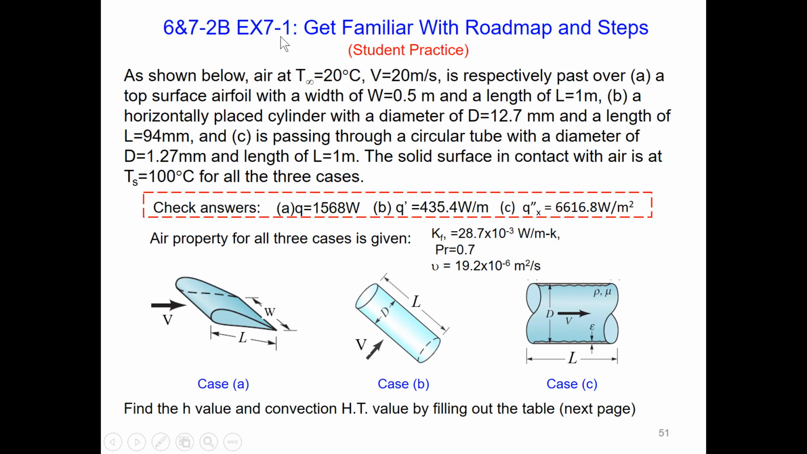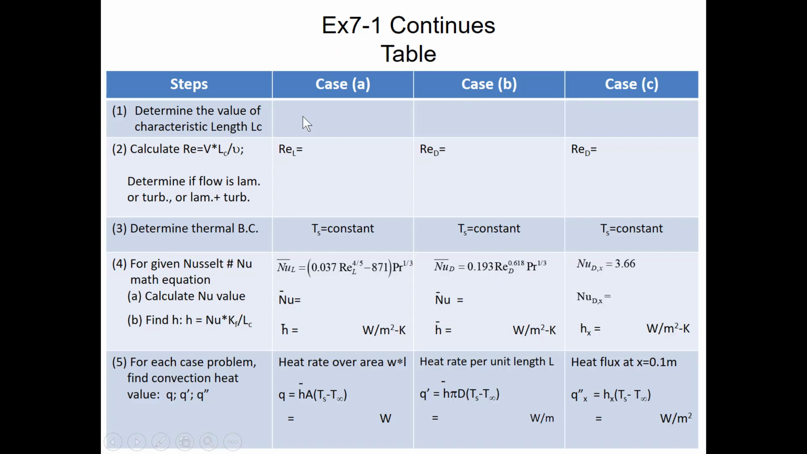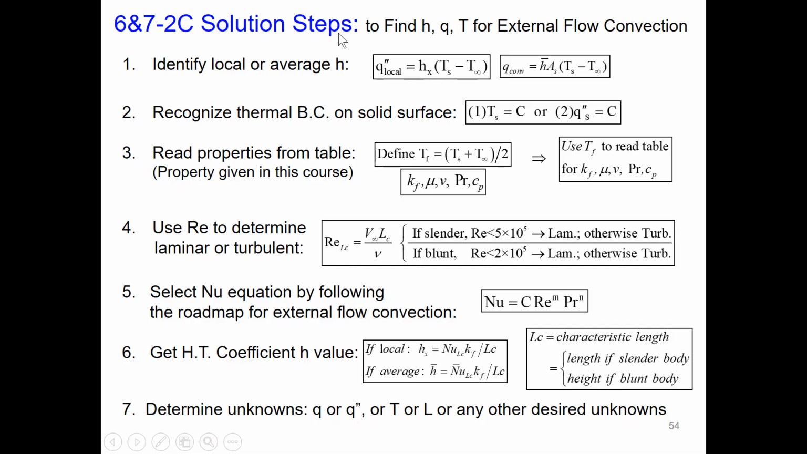B. Example 7-1. This example is designed for students to get familiar with the roadmap and the steps by filling out the provided table. Therefore, this example is left to students' practice. C. Solution steps. There are 7 specific steps that you can follow to solve external flow convection problems. Yet, the best way to learn solution steps is that we solve the problem together by using it.